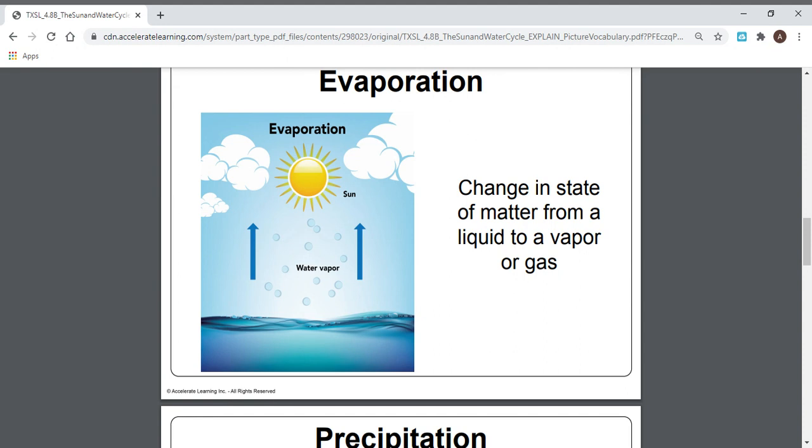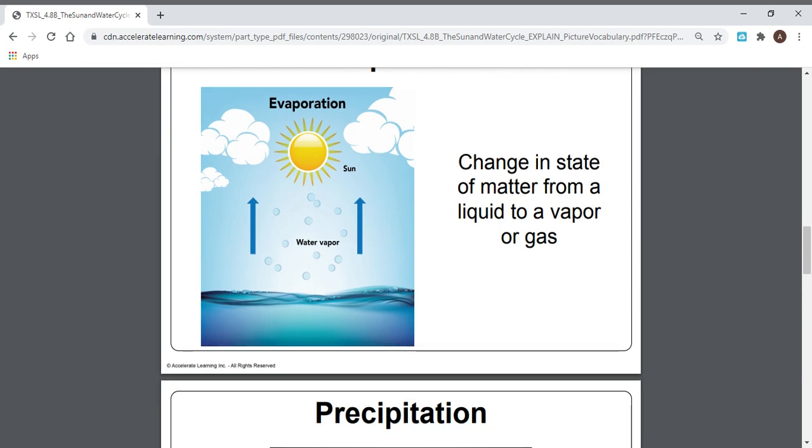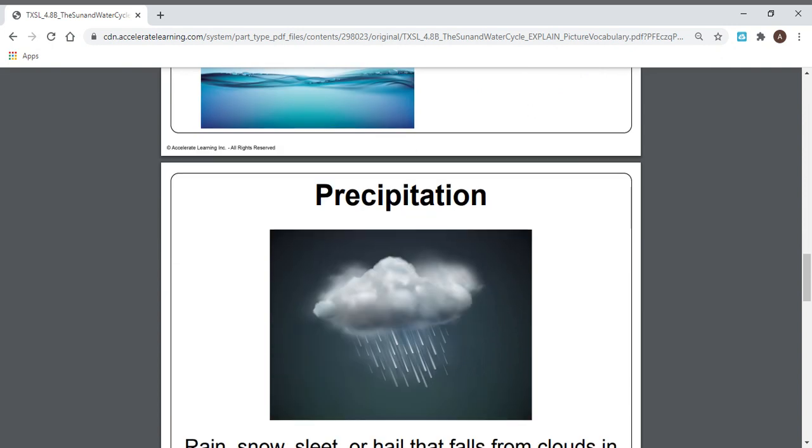So the sun heats up the water that we have here, makes water vapor or gas, and it goes up into the sky. And whenever it goes to the sky, that is where it starts to form condensation. Once condensation is heavy, then we will have precipitation. And that is our next vocabulary word, precipitation.